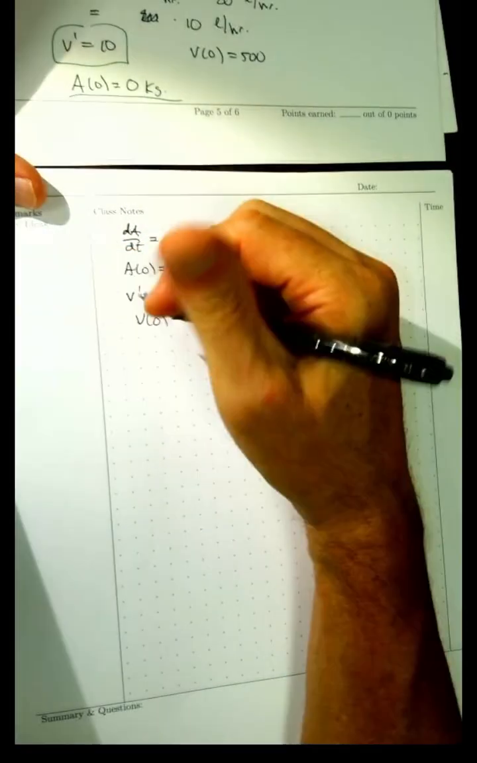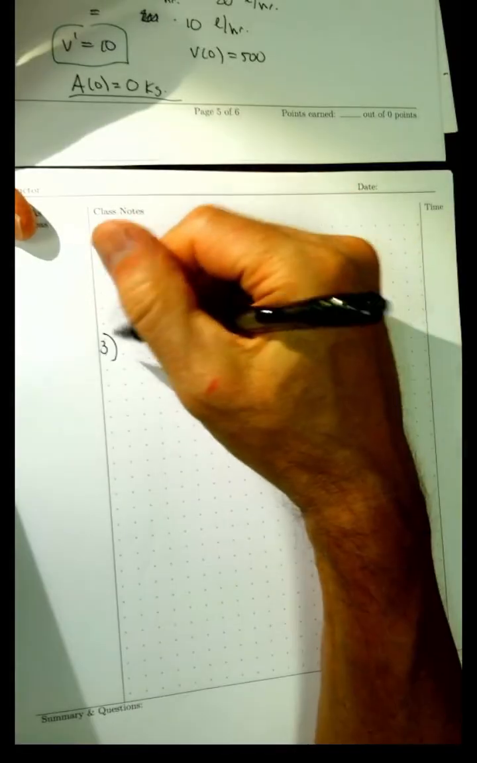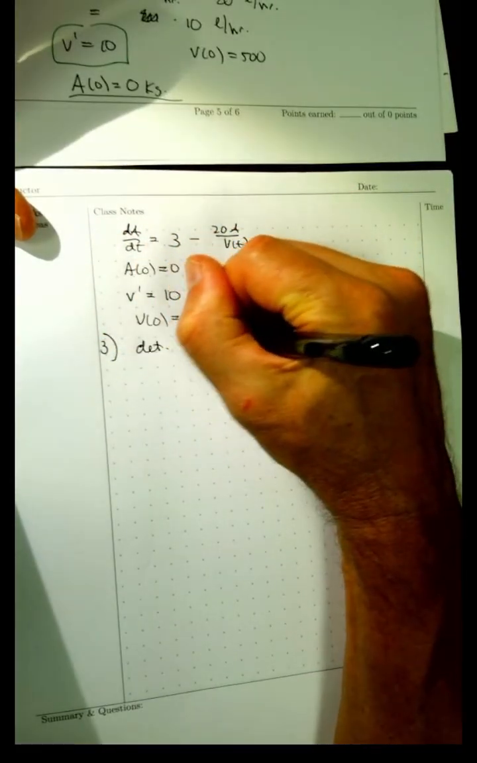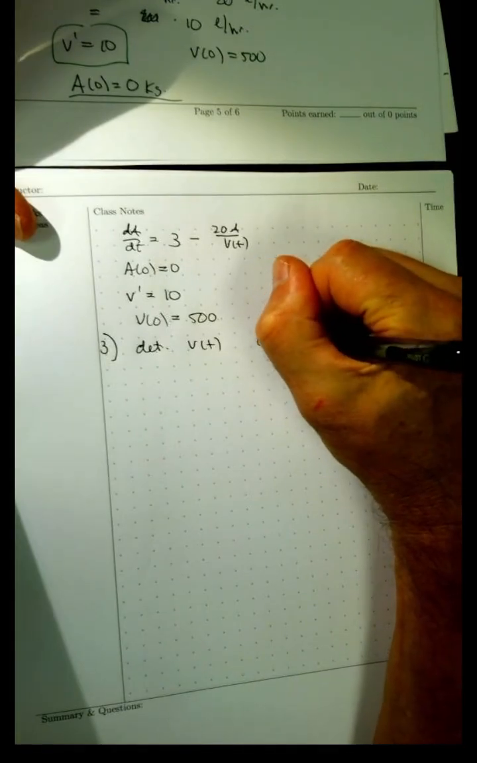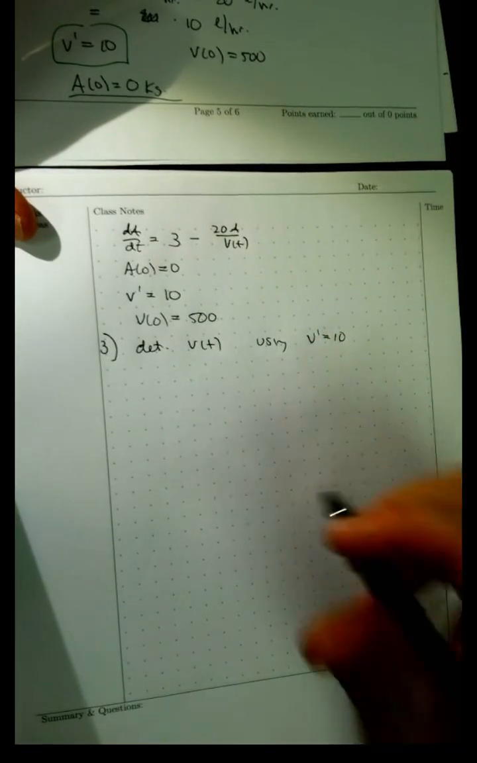All right, so my plan is I'm going to determine my V of t using V prime equals 10. That's going to be the easiest thing.